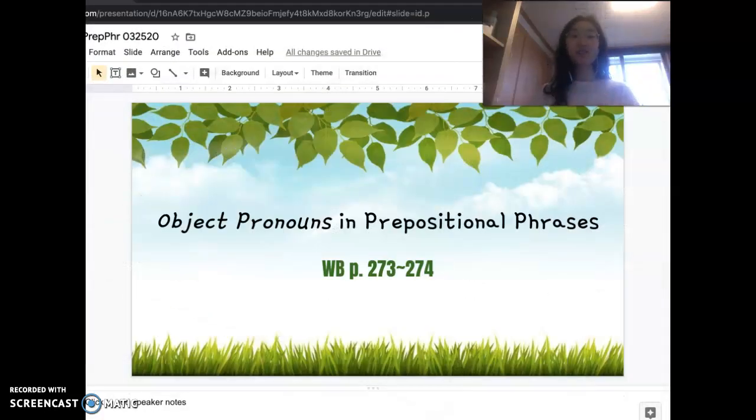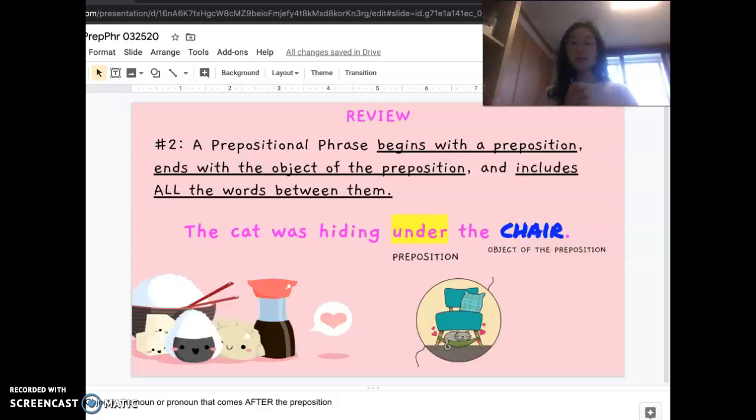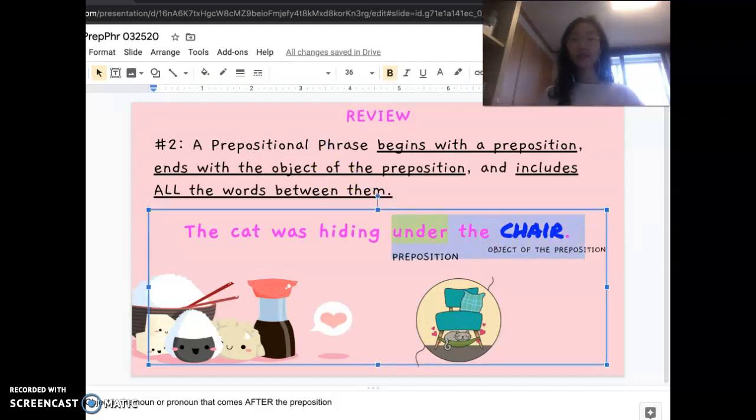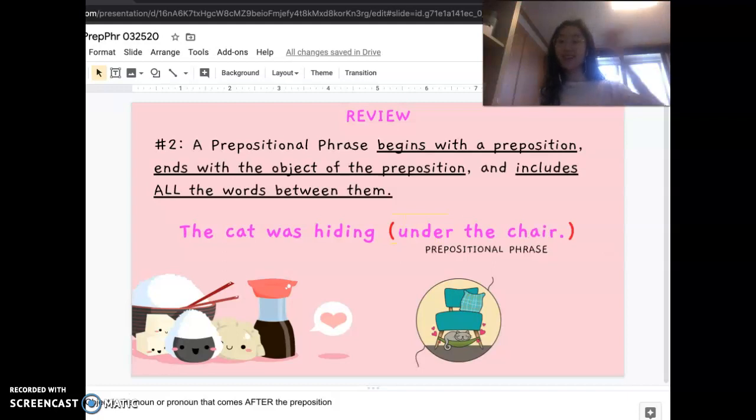So here is a list of the common prepositions that we talked about on Monday. Some of the main points I want to talk about: remember that a prepositional phrase, which is this right here, starts with a preposition, which is under, and it ends with the object. In order to find the object of the preposition, you just have to say the preposition and ask what or who. So for example, the cat was hiding under what? Under the chair. So that's why the object is the chair. And the prepositional phrase also includes the words in between. So in this sentence, the prepositional phrase is under the chair.